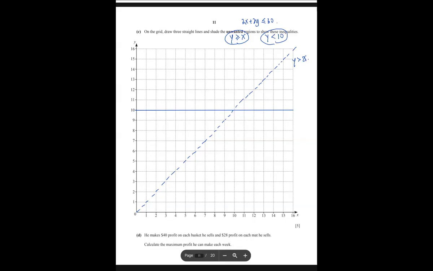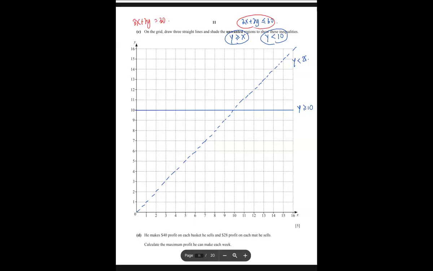Okay, I'm going to label first and I'll shade in later again. So this is y greater than or equal to x. Sorry, this is y less than x because I'm shading the unwanted region. So it's a bit more confusing. Okay, now the tricky one to draw is this one, 3x plus 2y less than or equal to 30. So I need to draw 3x plus 2y equals 30.